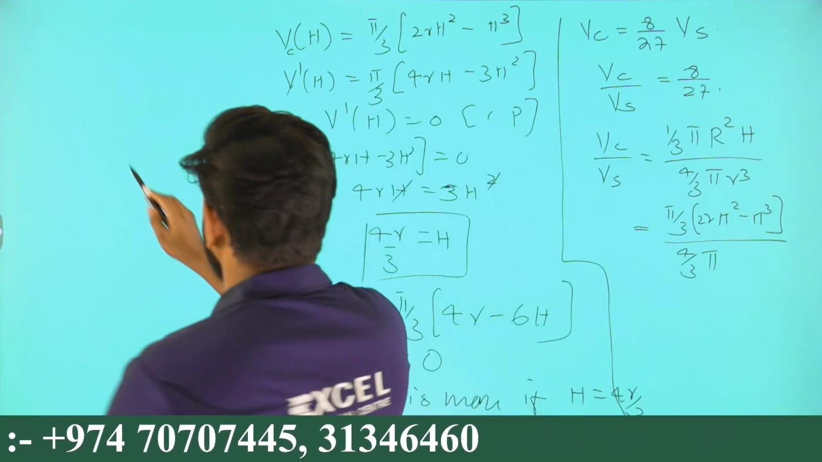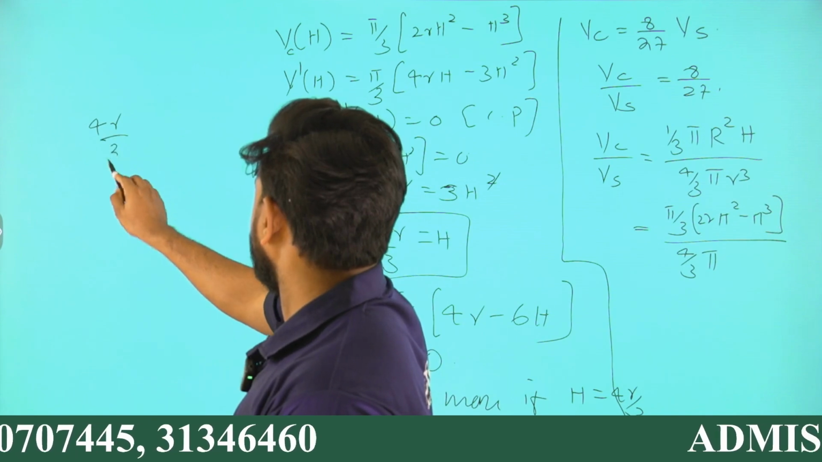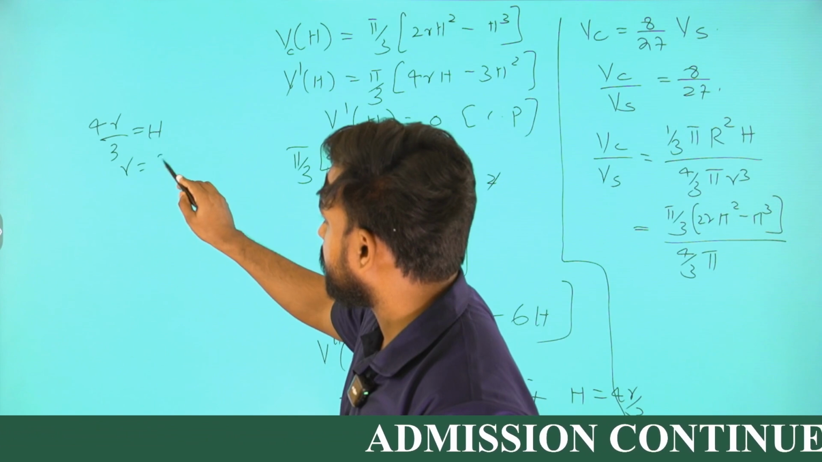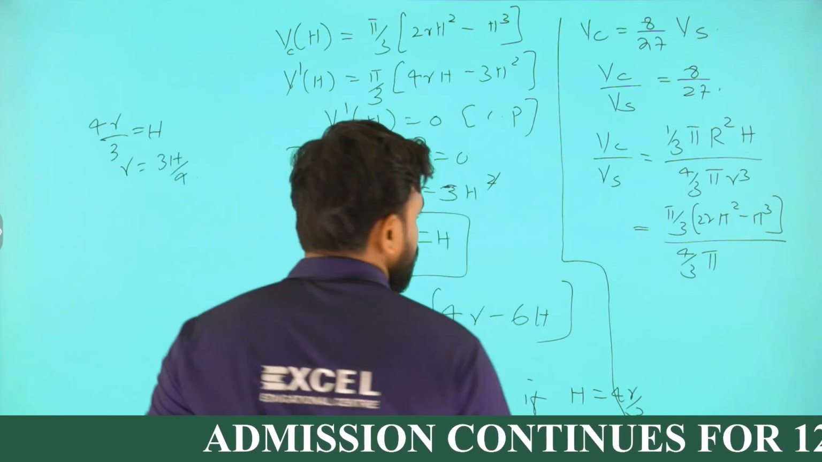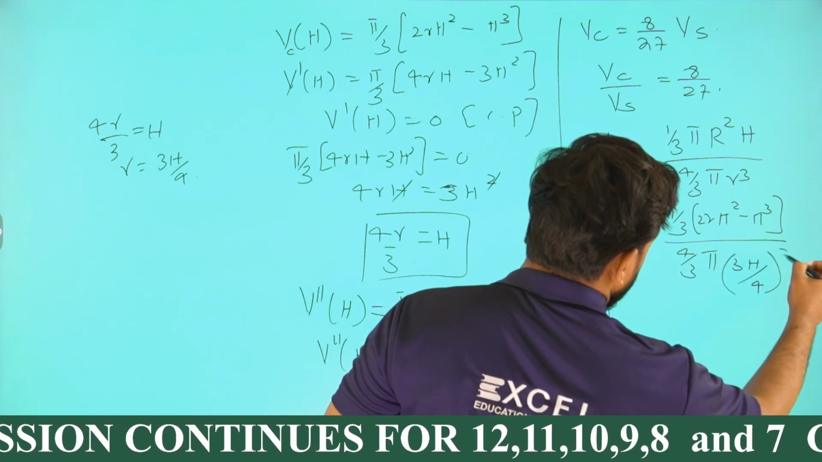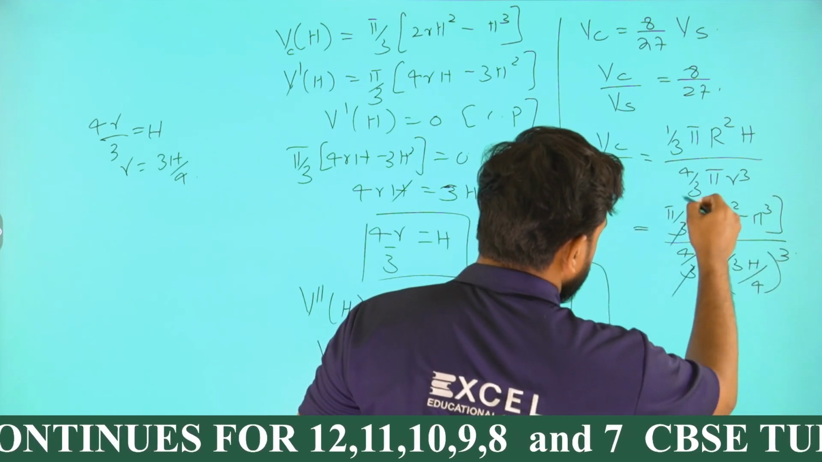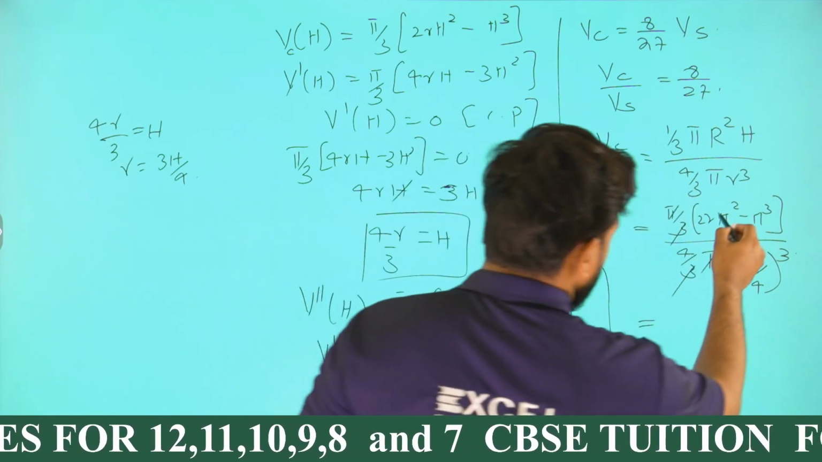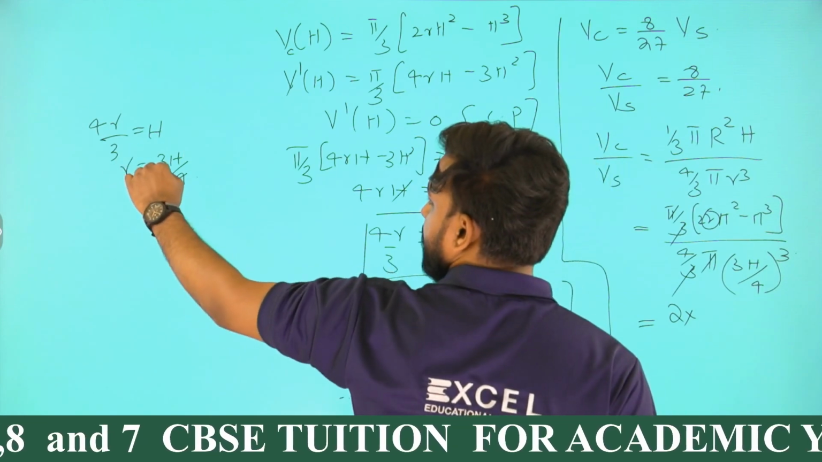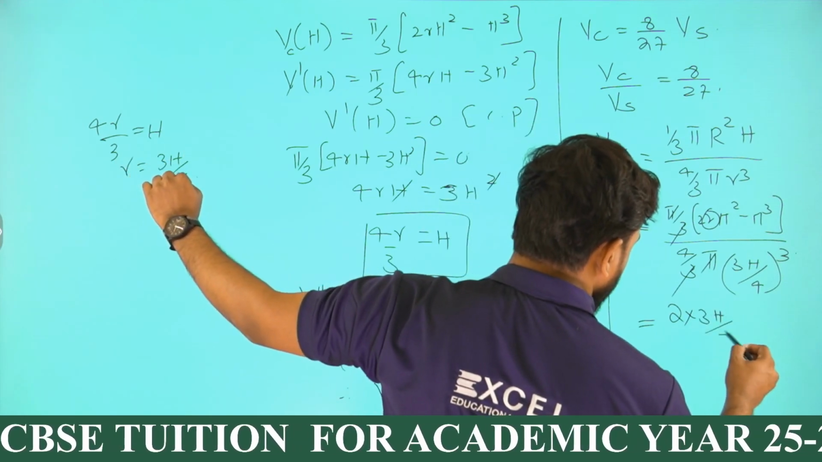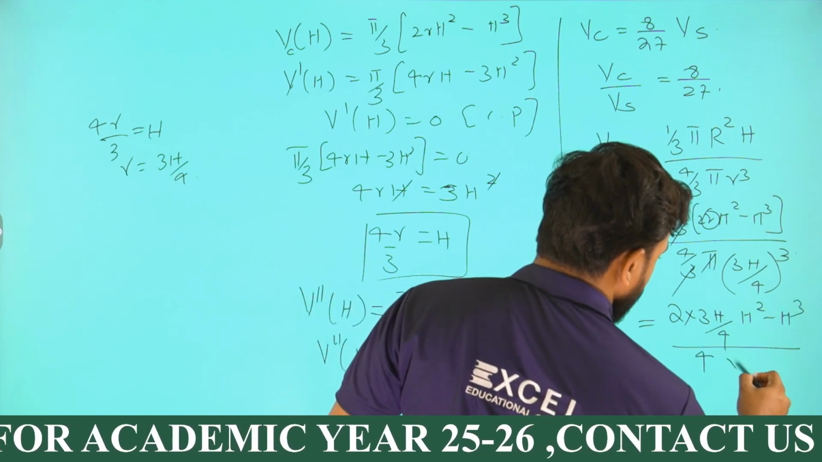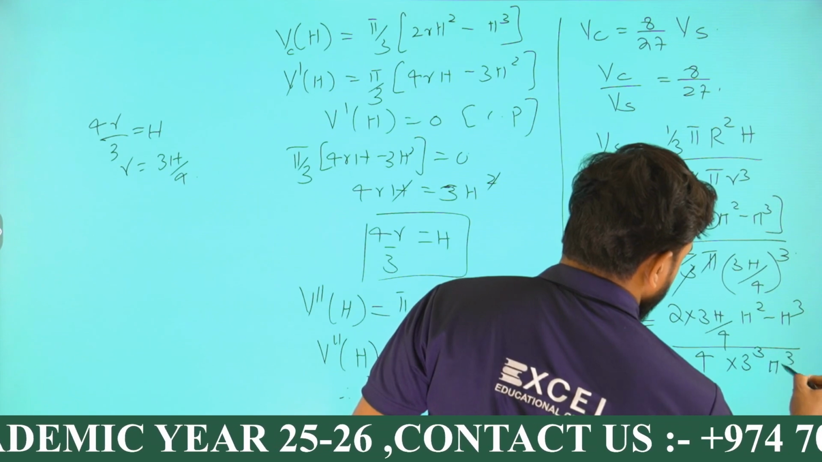We know that 4r by 3 is equal to h. That's what we found. And r is what? 3h by 4. So I replace this r with what? 3h by 4, the whole cube. Then this r also needs to be replaced. So 2 times r is what? R is 3h by 4. So 3h by 4 into h square minus h cube, all divided by 4 into 3 cube h cube by 4 cube.